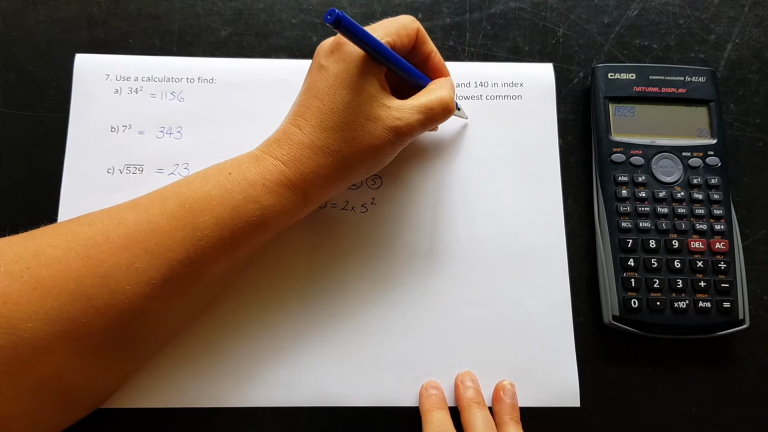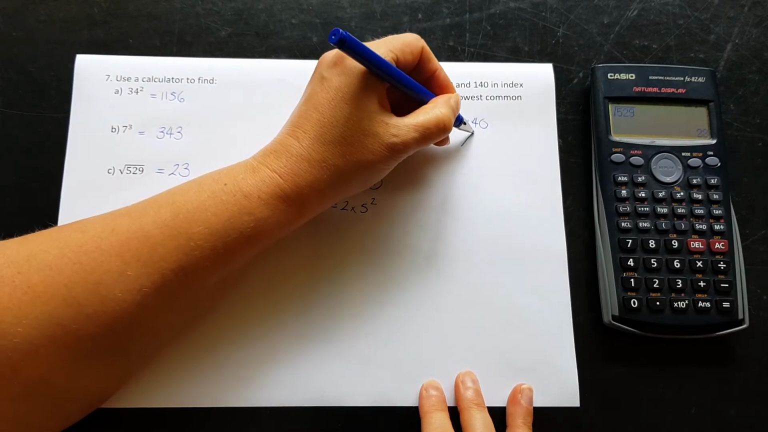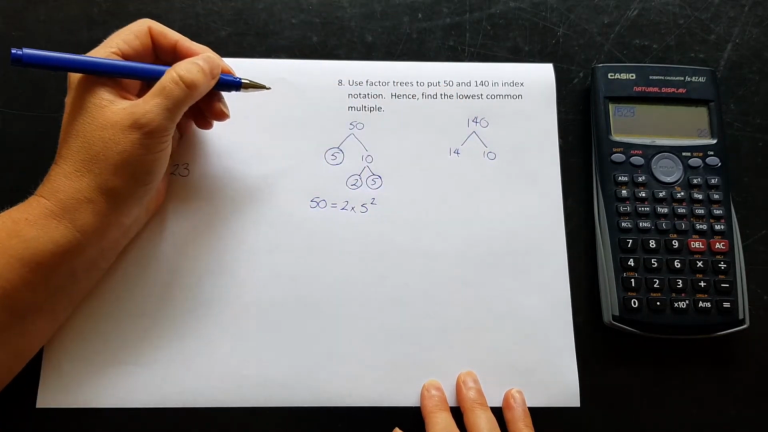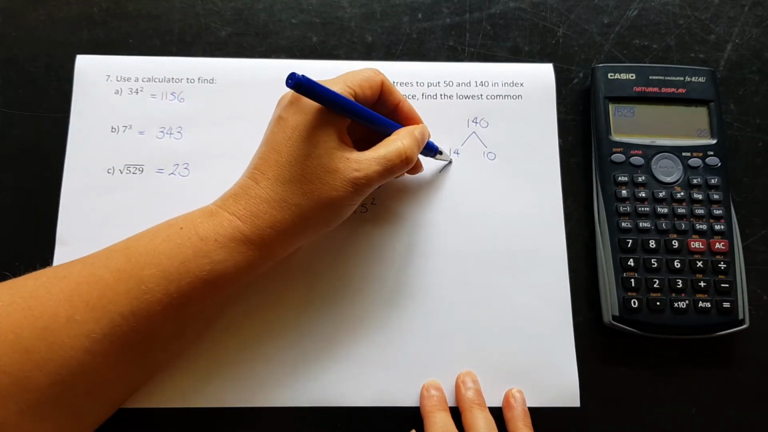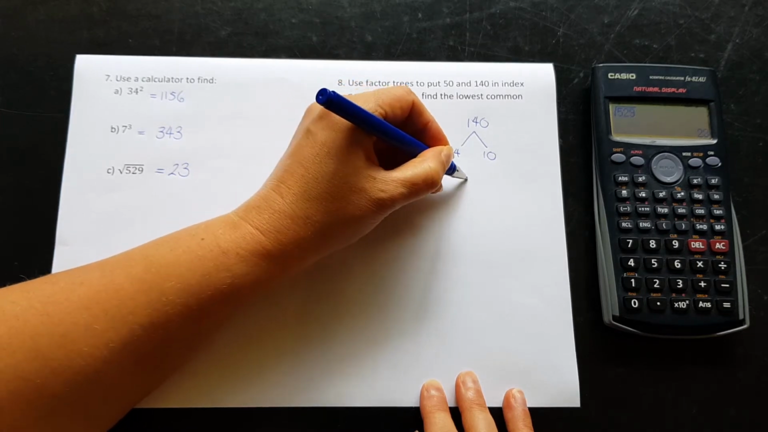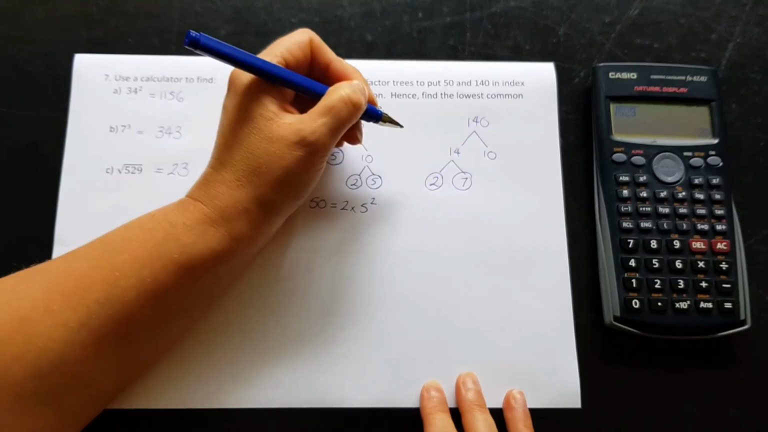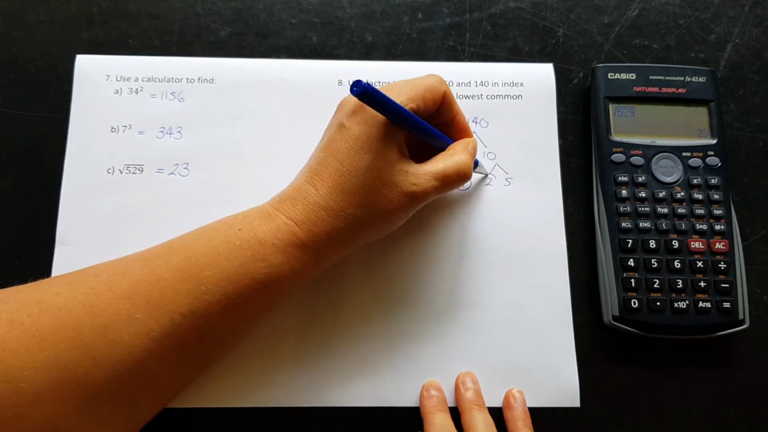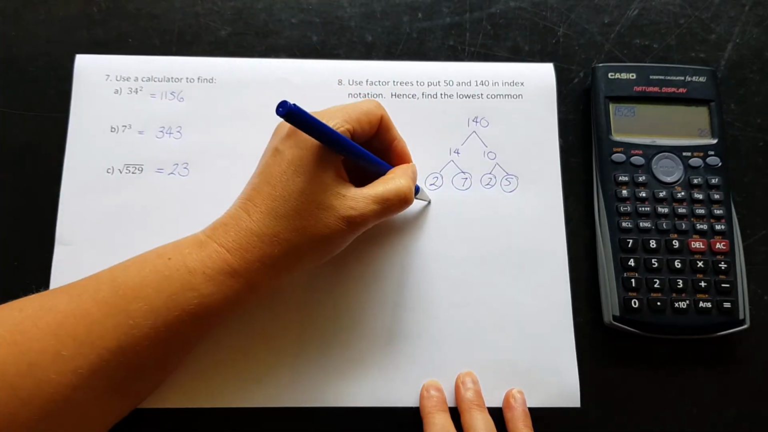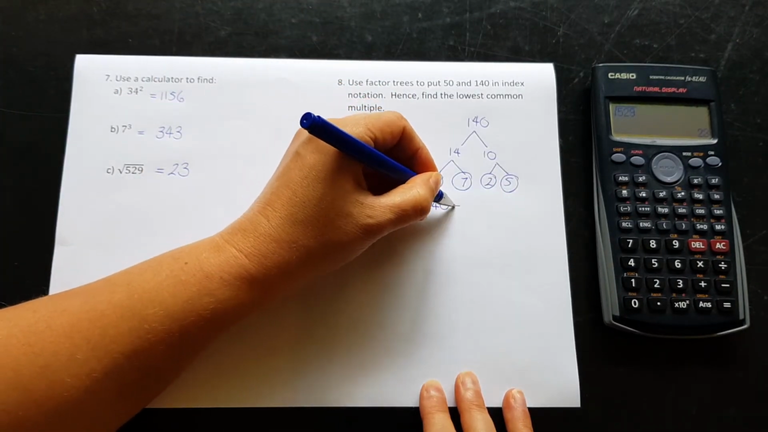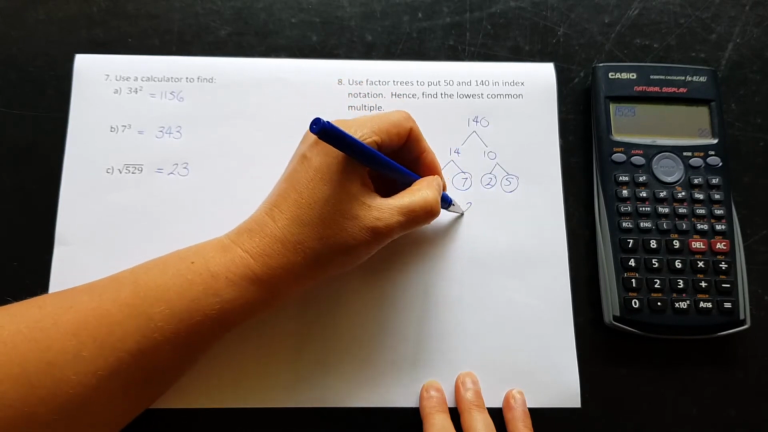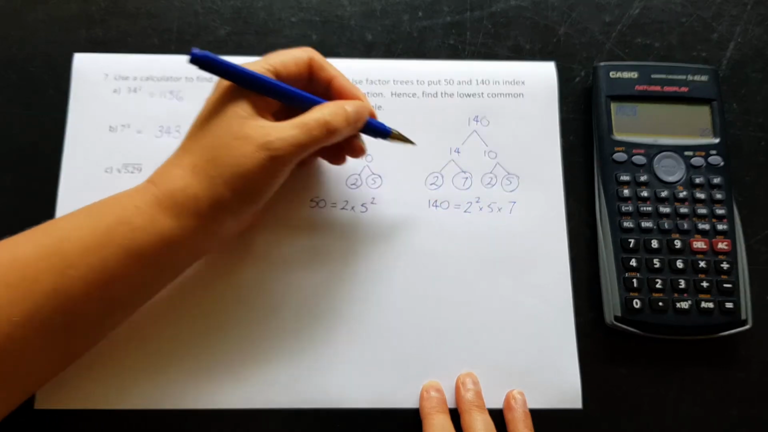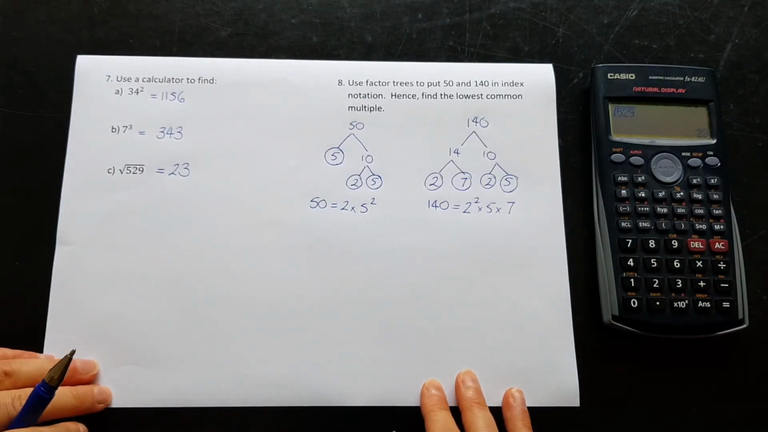Let's do it again for 140. Let's divide that by 10 and get 14 times 10 as my first branch. Both of those are composite, so I need to keep going. 14 could be 2 times 7. They're both prime. And 10 could be 2 times 5, and they're both prime. So that tree is now finished, and 140 can be written as 2 squared times 5 times 7, all these circled numbers multiplied together.